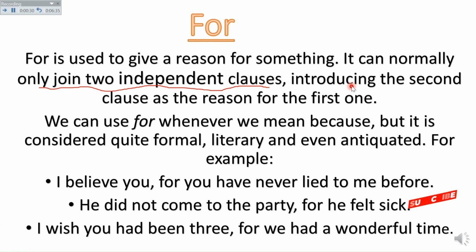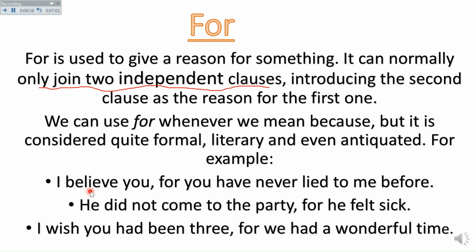This is very important. It introduces the second clause as the reason for the first. So the second clause will describe the reason for the first one. We can use "for" whenever we mean "because." So basically "for" means "because," but it's considered quite formal, literary, or even antiquated. Antiquated means old-fashioned. So we don't use it these days; it's considered old-fashioned.